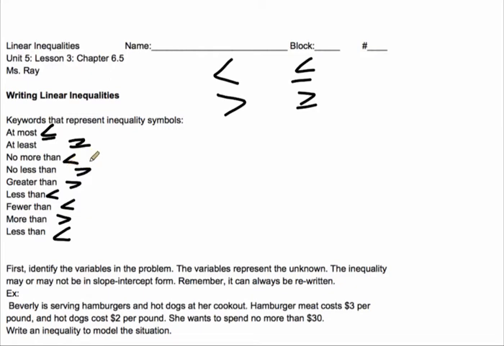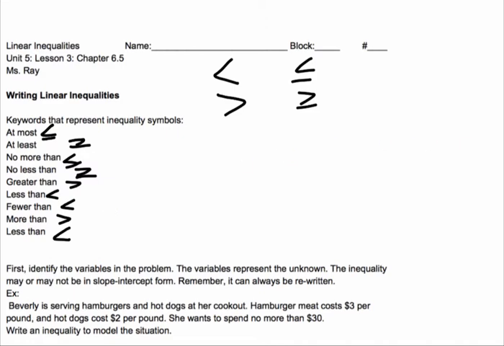No more than is less than or equal to. And no less than is greater than or equal to. So you've got 4 here that are less than or equal to, greater than or equal to, and then you've got these down here that are without the equal to. This is not the only words that you may see, but those are the most popular. When you see those words, you need to know what symbol to write.